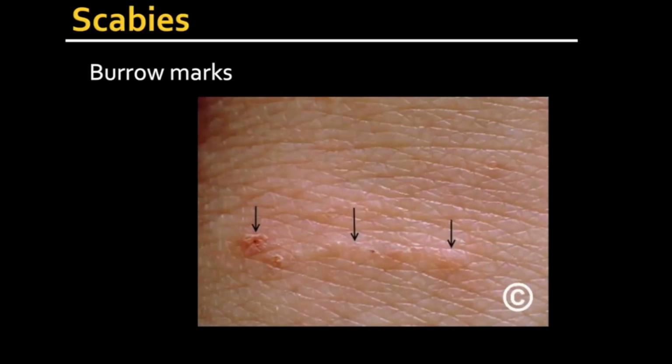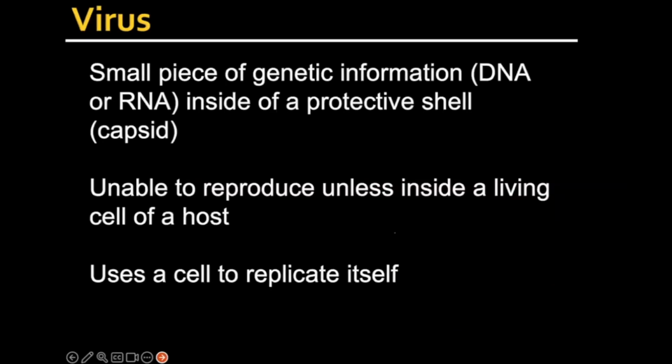So we had to put insecticide all over us, and we had to boil all the towels and all the sheets and all our clothes and send everything to the dry cleaners. They're very, very hard to get rid of. So that's scabies. Lice is the same idea. But anyway, yeah, this is what their burrow marks look like.